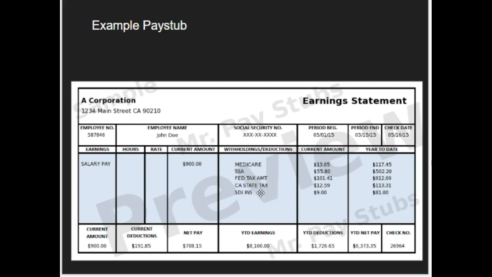SDI could be some kind of insurance for disability. I'm not 100% sure because it means different things to different states. But the top 4 right here, we will mention many, many times, are required deductions. They must come out of your account, which is why this John Doe is not making $900. It says it, but the actual check he gets will be $708.15.